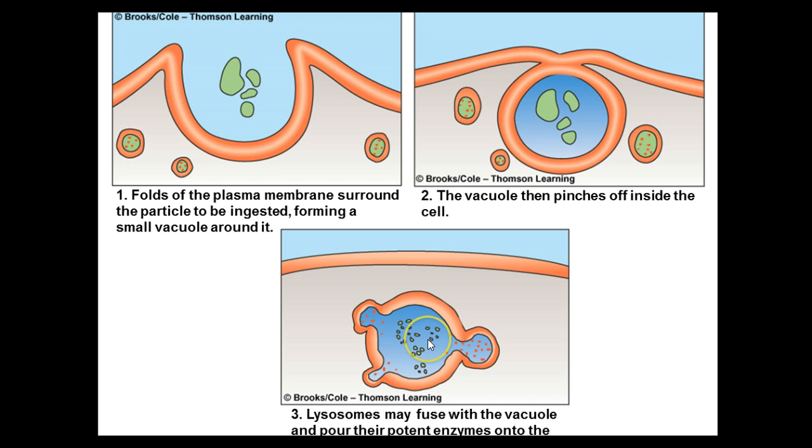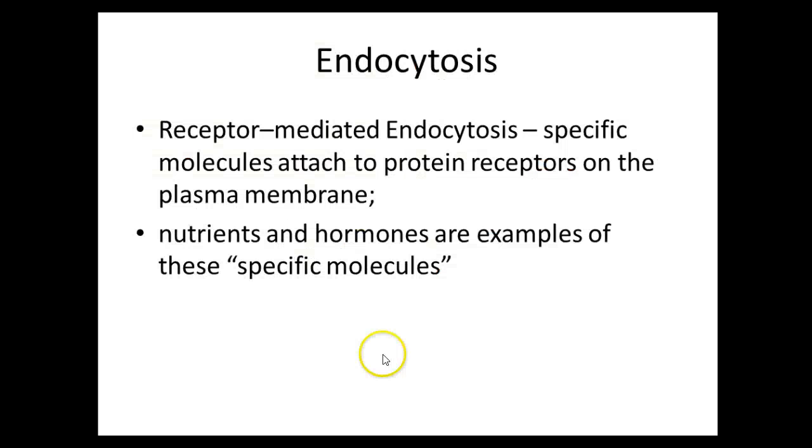Okay, so also remember we had the terms primary lysosomes, that's the lysosomes before they have attached to a food vacuole, and then secondary lysosomes, that's the lysosomes after they've attached to a food vacuole. Now with endocytosis, we've got another form. We've got phagocytosis, intake of solids, and pinocytosis, intake of liquids.